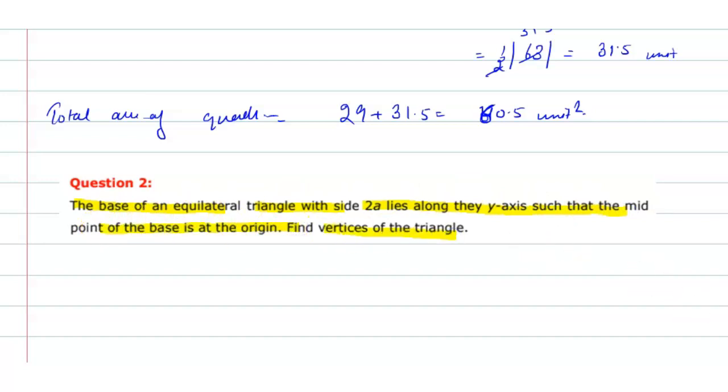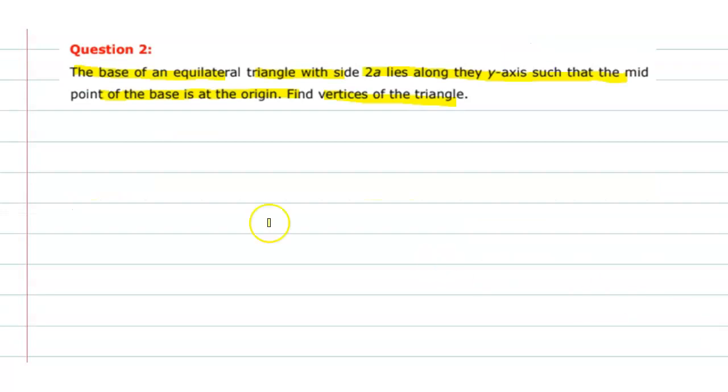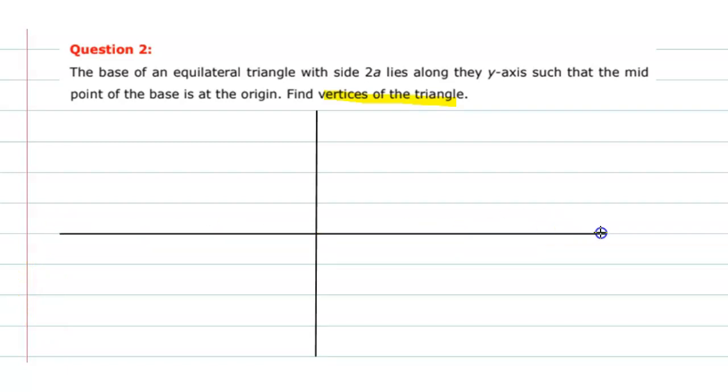Find the vertices of the triangle. So first we will draw a graph according to the question. First we will draw the x-axis and the y-axis. This one is y-axis and here is x-axis.